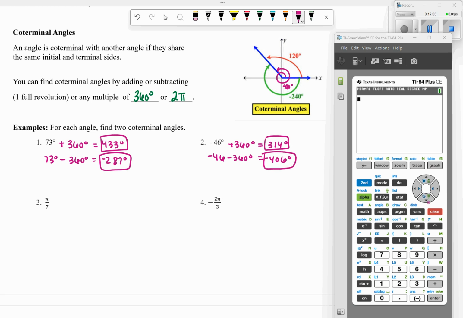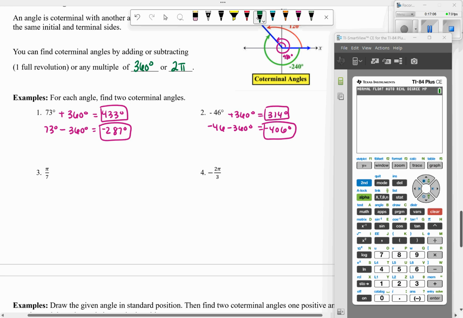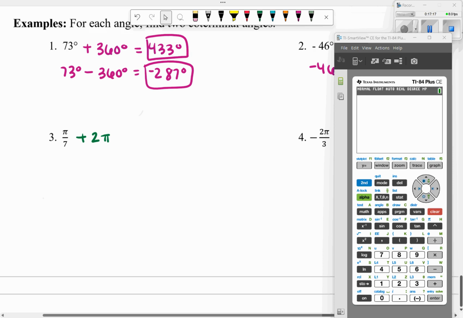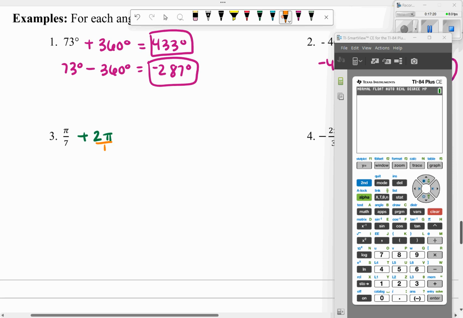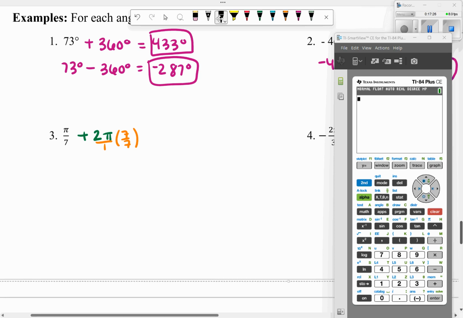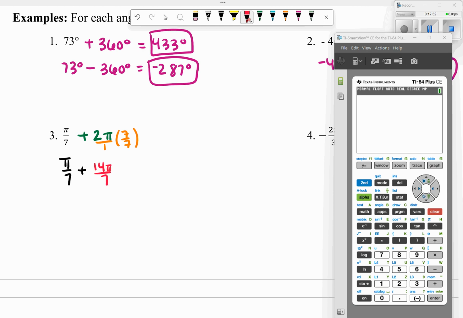If we want to find coterminal angles in radians, not in degrees, how do we find them? We want to add or subtract 2 pi. But because this is a fraction, I need a common denominator to add or subtract these. So this is over 1, this is over 7. I need to multiply this by 7 over 7 to get a common denominator. So this becomes pi over 7 plus 14 pi over 7, which allows me then to add the numerators over my common denominator. So 1 plus 14 is 15 pi over 7, my coterminal angle.